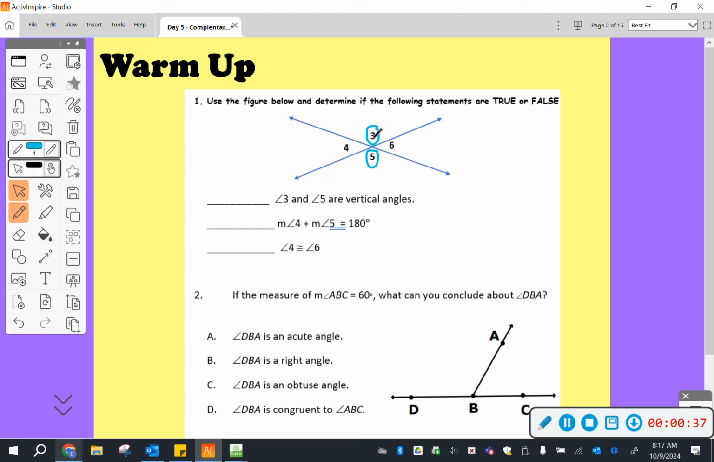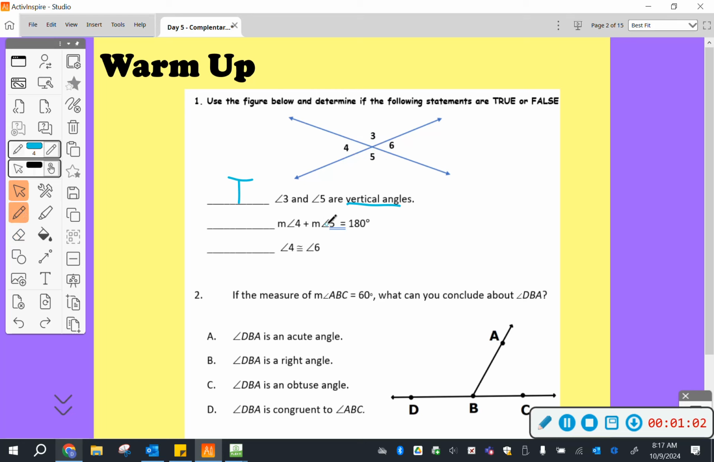They're both equal. They're equal. Why are they equal? They're across from each other. And what vocabulary word is that? So are these vertical angles? Yes, that is true. Okay, we're following now. Cool. 3 and 5 are vertical angles. Remember, vertical angles mean they are across from each other. So that one is true.